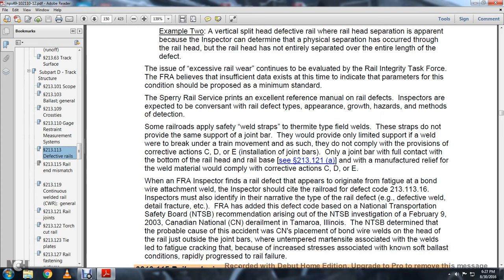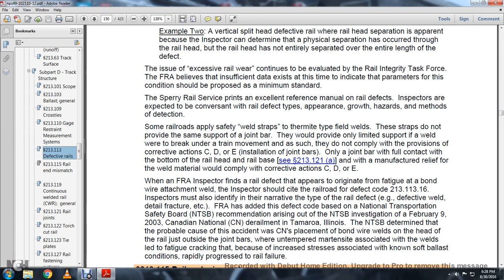Some railroads apply safety welded straps to the thermite type of field welds. These straps do not provide the same support as a joint bar. They would provide only limited support if the weld would break under train movement, such that they do not comply with the provisions of corrective actions C, D, and E, installation of a joint bar. Only joint bars in full contact with the bottom of the railhead and the rail base comply, per section 213.121(a). With the manufacturer's relief, the welded material will comply with corrective actions C, D, and E.